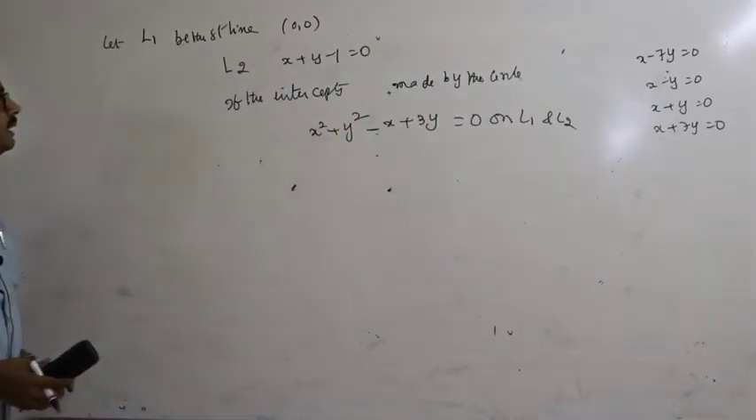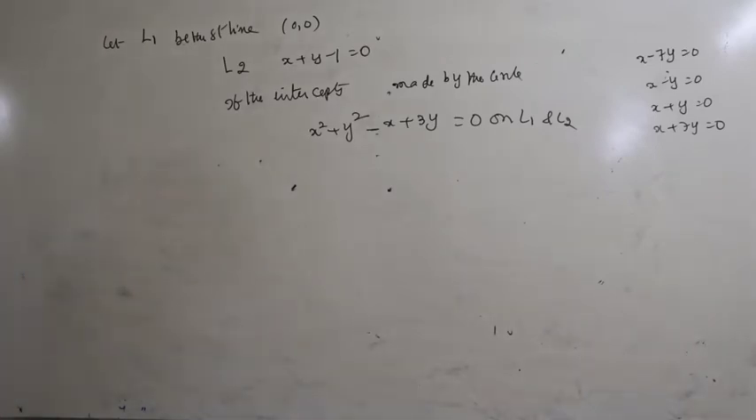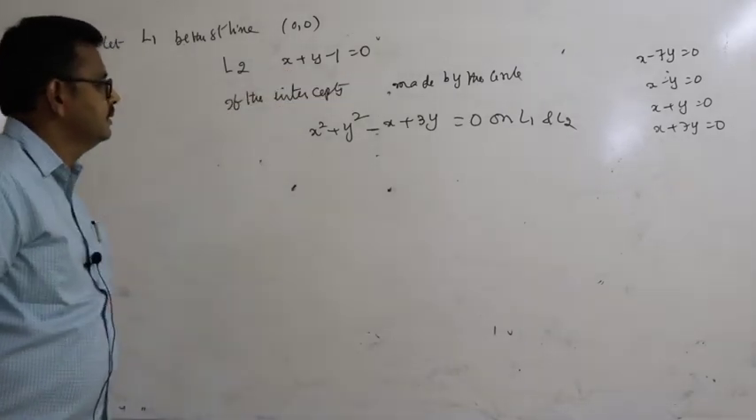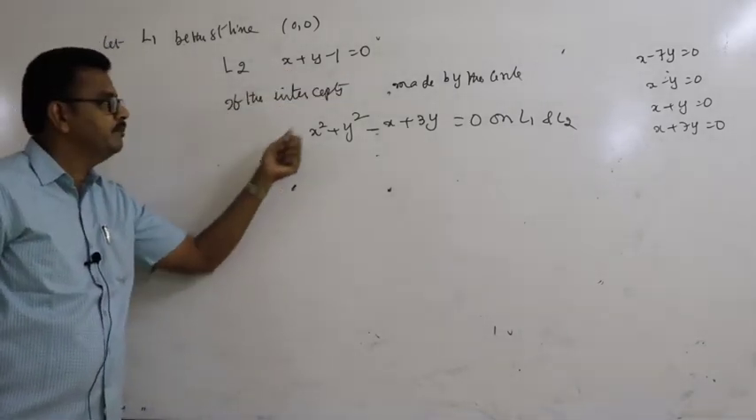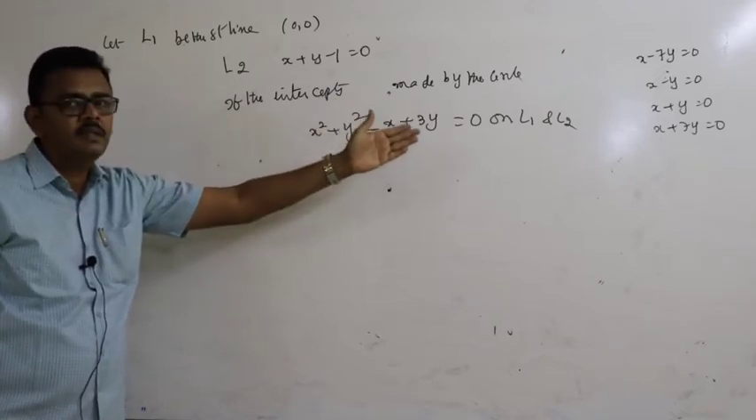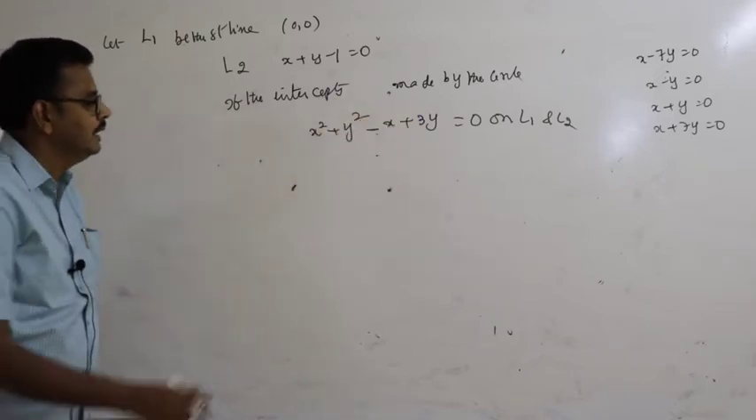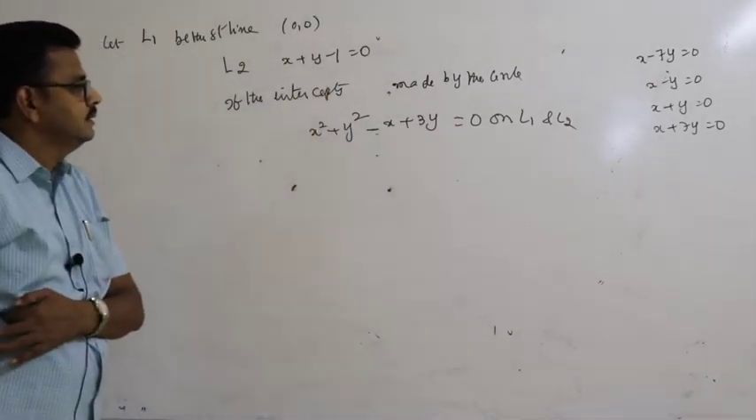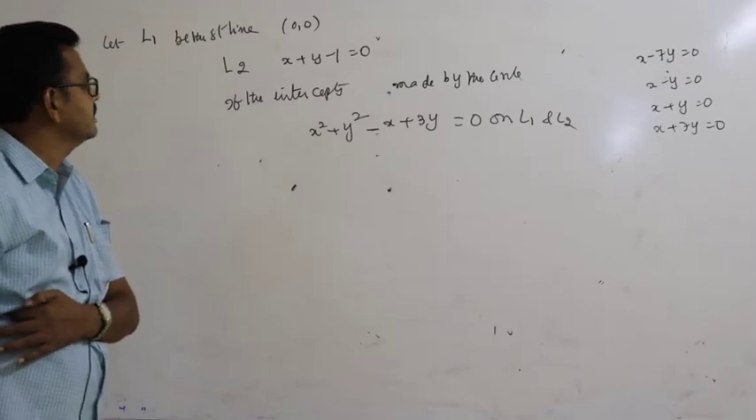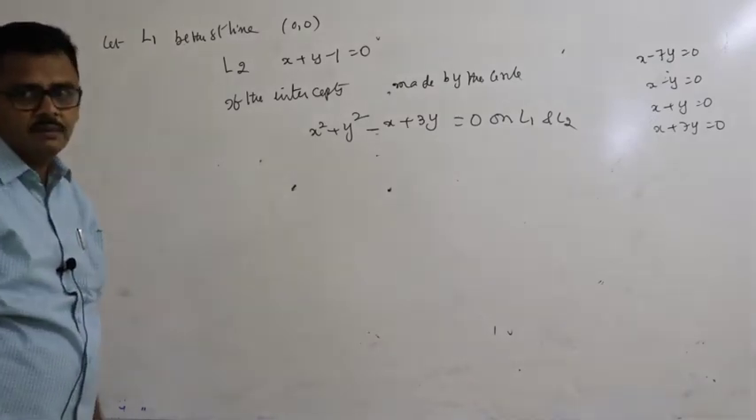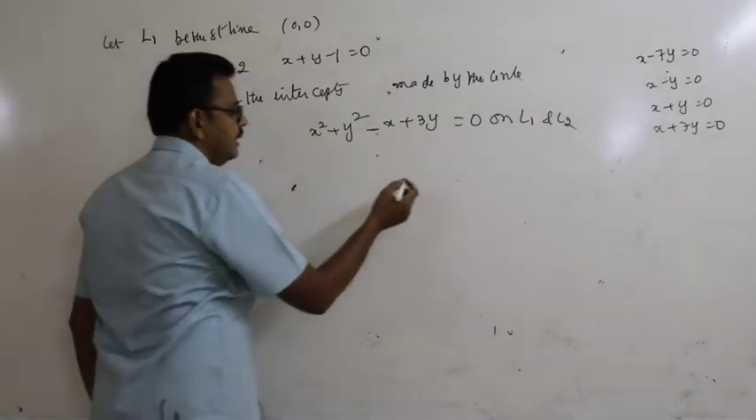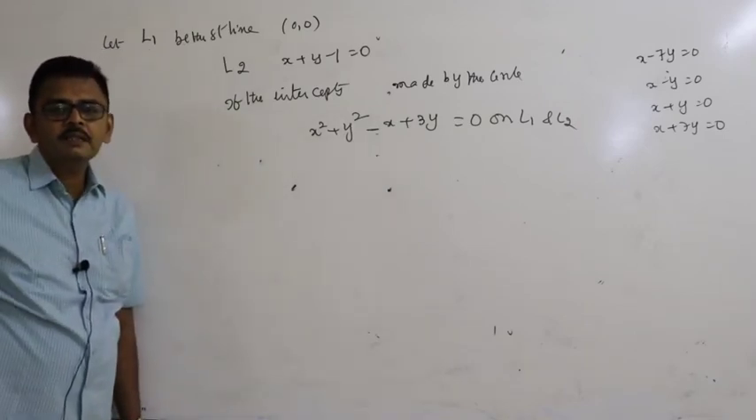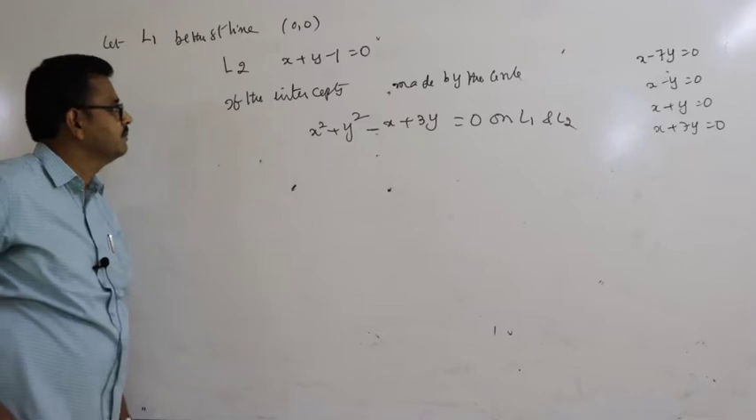L1 is a straight line which passes through origin, and L2 is x plus y minus 1 equal to 0. What is given? The intercepts made by the circle on L1 and L2 are equal. That means the lengths of the intercepts made by the circle are equal. Then the equation of line L1 is the question. The length of the intercept is what? I think all of you know, 2 into root of r square minus d square.